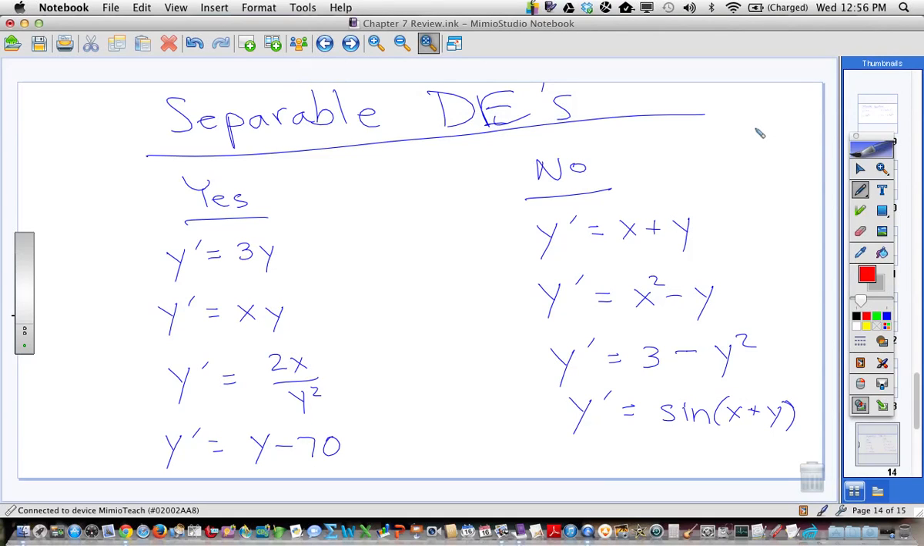Now I've made a column here, yes and no. Yes means these are separable. We could use this method on these. The ones on the right are not separable. We cannot use this method on those. So if you want to jot them down, that's fine. If you want to just look at them here a second and see what they have in common and think about what it might be.